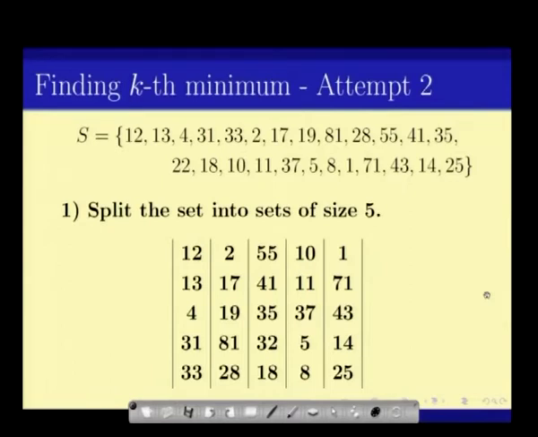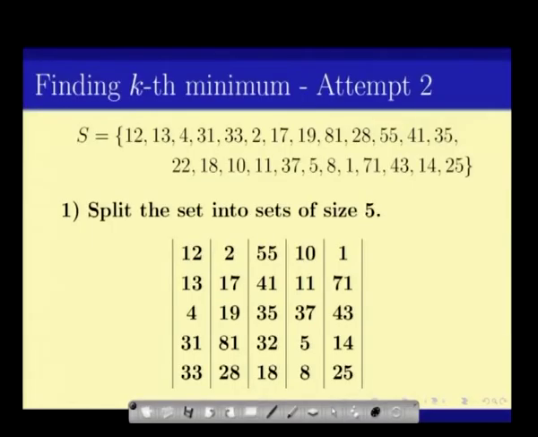Say for example, we start with this set and we split it up into these 5 columns. So, we take the first 5 elements and put them as the first column, we take the next 5 elements, put them in the next column, and so on.